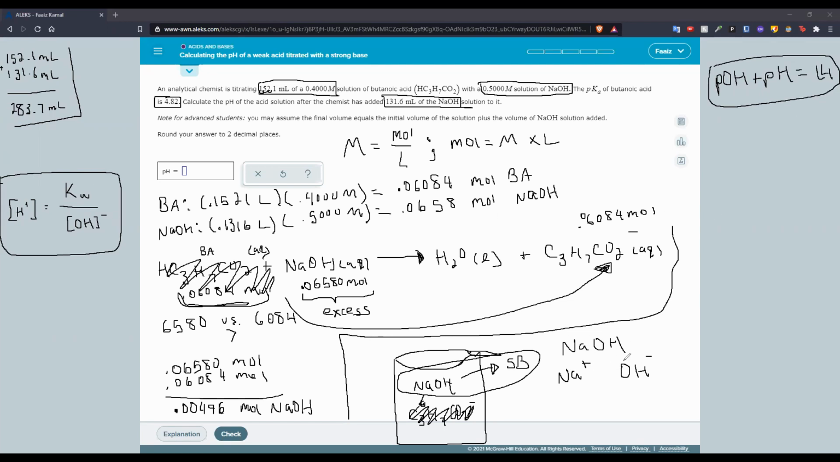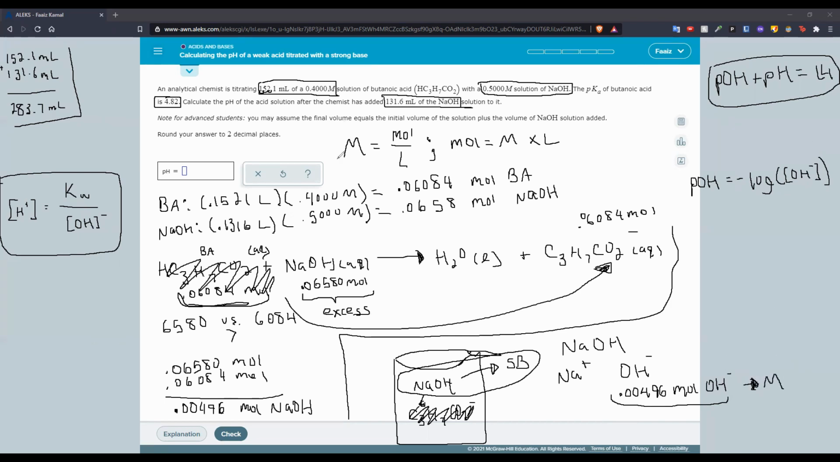However much NaOH you have, it gets dissociated into OH-. So you have 0.00496 moles of NaOH, and you'll have 0.00496 moles of OH-. Now to find pOH, pOH is equal to the negative log of the OH- concentration. And you have OH-, but it's in moles, and you need to convert it to molarity, because that's the unit concentration is in.